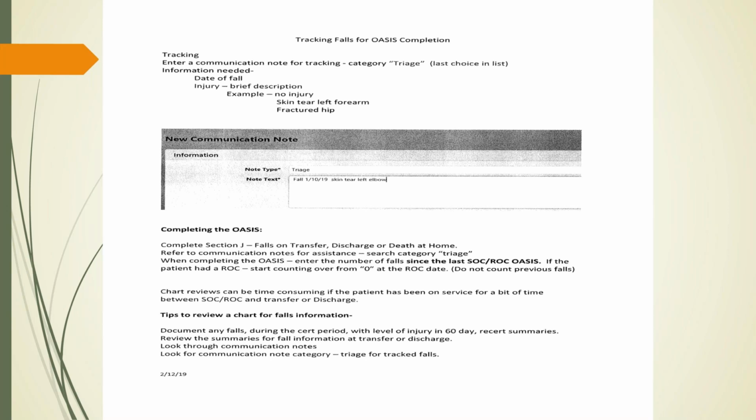And then that way, anybody that looks at a triage note knows, oh, okay, there's something about a fall for this patient. And it's very quick and easy to do. We need the date of the fall and what kind of injury it was. That's because when you answer the OASIS, you need to know what your dates are and what your injury is so that you can mark the right box.